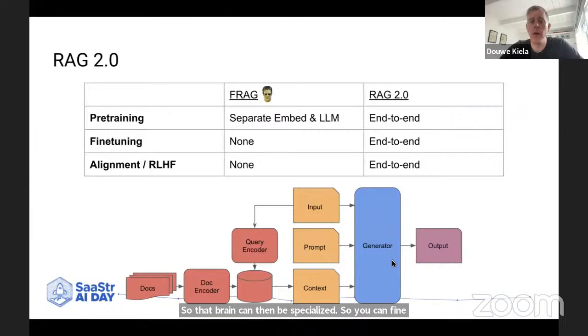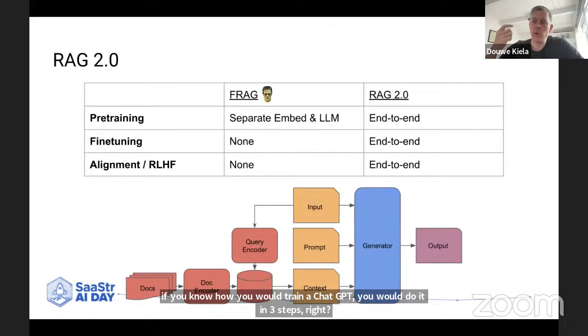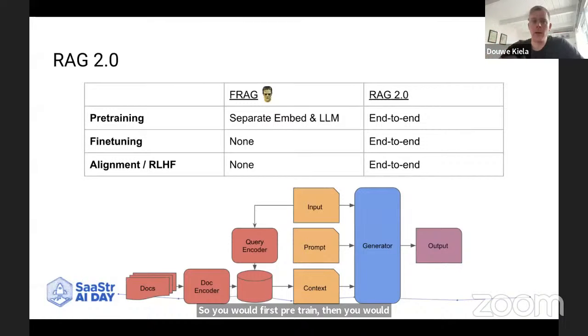In this diagram that's similar to the RAG paper one, you have this generator and this retrieval mechanism. And the idea is that you train the entire system. So not just this part or this part, but everything. And you do that at the 3 stages of language model training. If you know how you would train a ChatGPT, you would do it in 3 steps, right? You would first pre-train, then you would fine tune, and then you would do RLHF or alignment. In the Frankenstein setup, there is no pre-training. You just have these separately pre-trained components. Then you don't do fine-tuning and you don't do any alignment. And what we're saying is you can do all of those things and you can do all of them end-to-end.